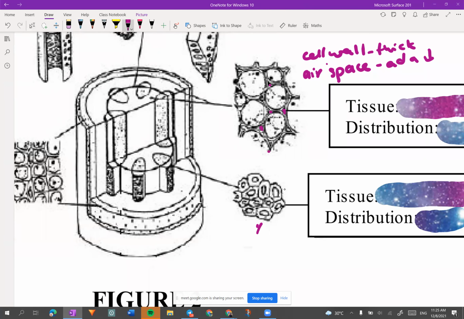Let's check out this one. Macam donut pula kan, lupa. So, can you see cell wall?